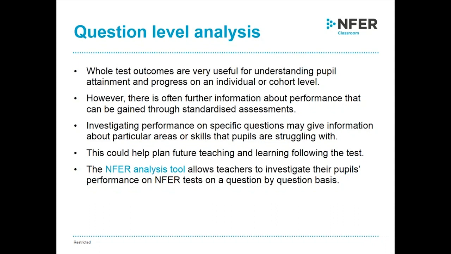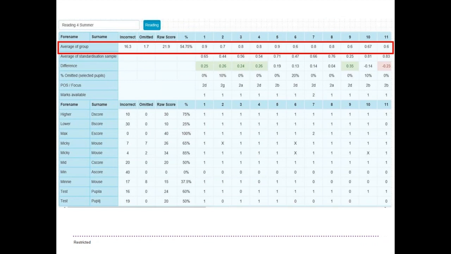So here is a screenshot of the NFER analysis tool for a particular test. As you can see, the question numbers run across the top row: 1, 2, 3, 4, 5, and so on. On the left-hand side, you'll see average of group, and this is the row that is currently highlighted. This shows you the mean score for the pupils in your class for each particular question. The row that's currently highlighted is the average of the standardisation sample. So in the large-scale trial that was conducted prior to publication, this shows the mean score of the pupils in that trial.